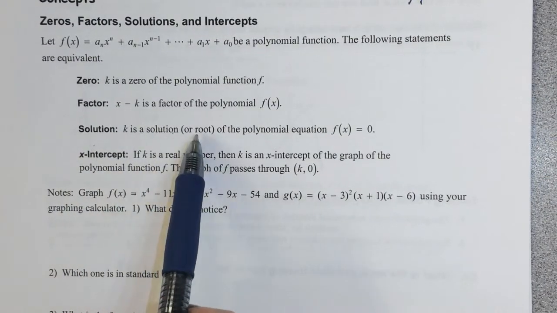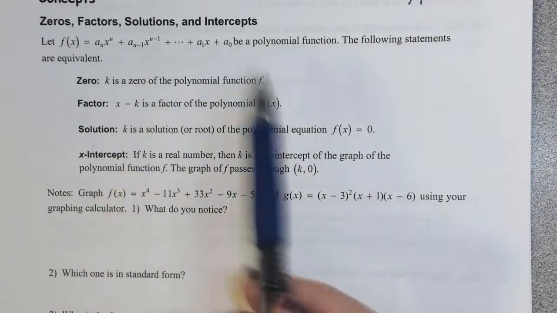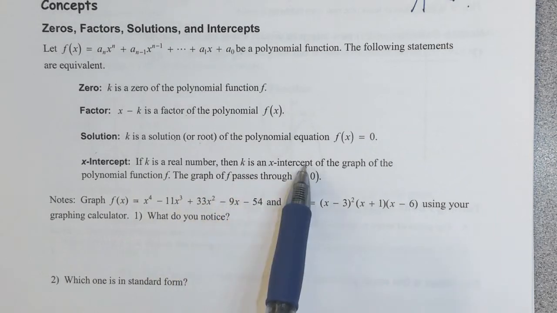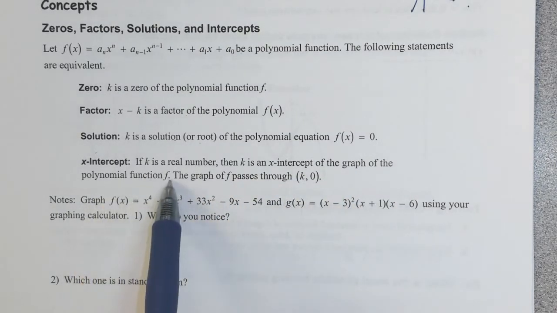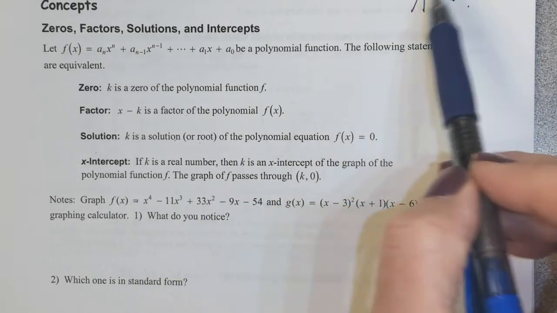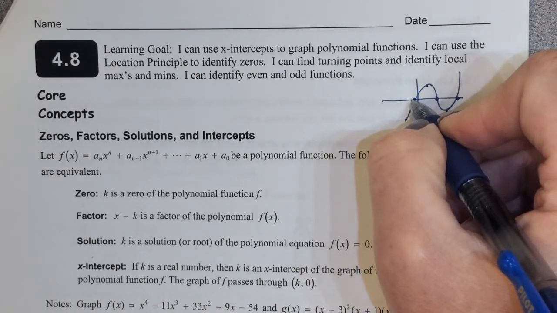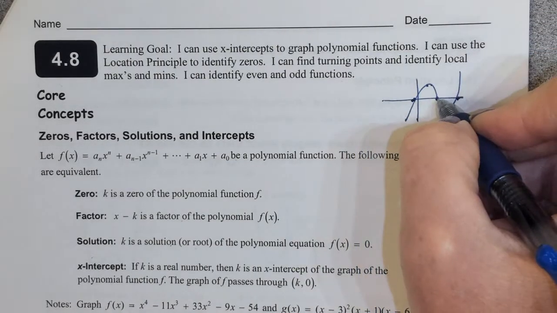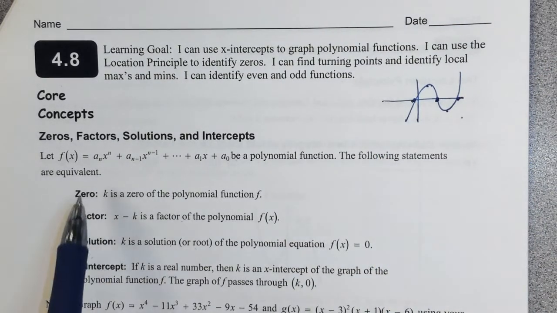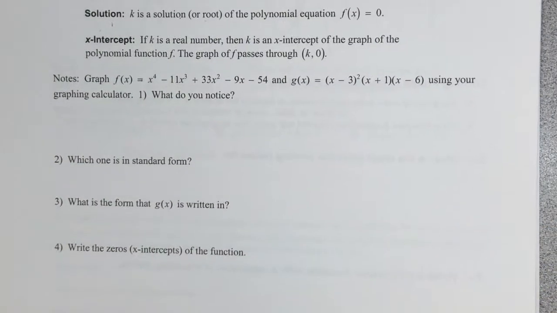A solution is going to be a root. It's whatever makes the function equal 0, just like a 0 is. And an x-intercept: if we have k as a real number, then k is an x-intercept of the polynomial function as long as the function passes through that point k, 0. So back here, -1, 0. That's going to be an x-intercept. That's going to be a 0. Right here, 3, 0. 3 is going to be the x-intercept. It's also a 0. It's also a solution to this function. All right, all of it goes together.